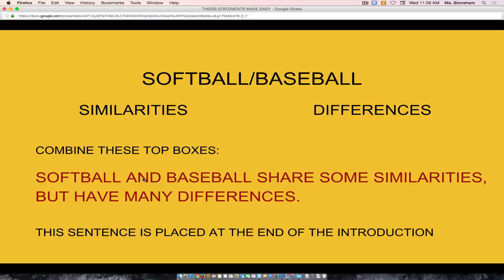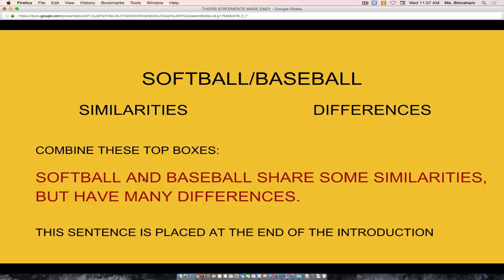And then do it. Softball and baseball share some similarities but have many differences. Notice, softball, baseball, I can't touch it. Similarities, differences, all mixed together in that sentence. Now, that's not hard, is it? And where did that come from? If you remember the prompt at the beginning, can you go back a space? One more. Came from here.